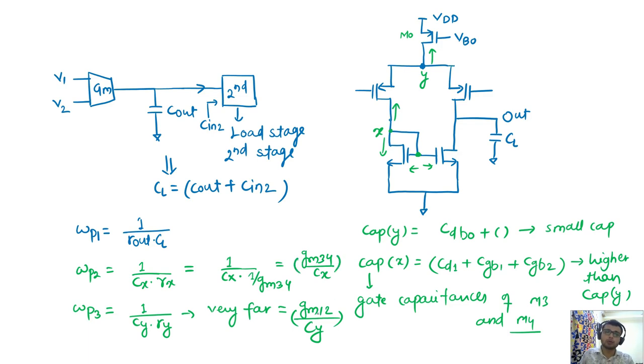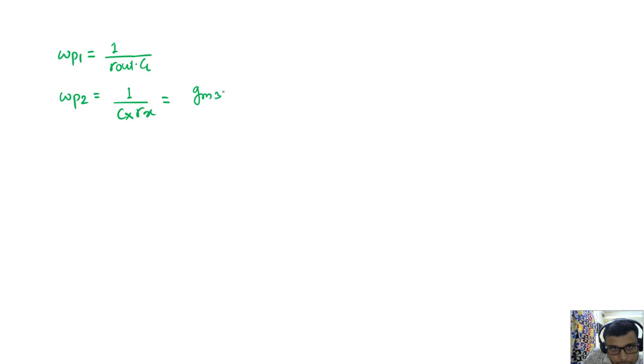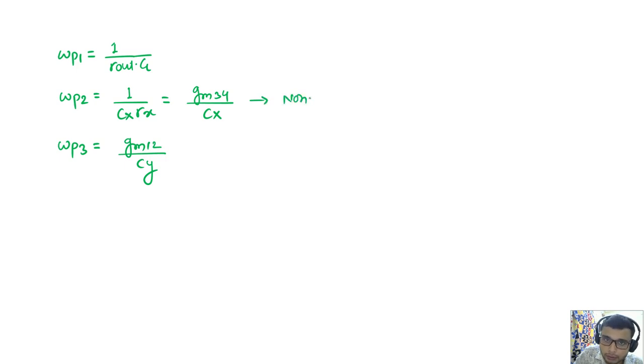If I consider the GMs nearly equal, omega P1 is 1 upon R out CL, the dominant pole. Omega P2 is 1 upon CX RX, which is nothing but GM of 3, 4 by CX. And omega P3 is GM of 1, 2 by CY. So CX is higher, that's why it is the non-dominant pole, or I'll say the first non-dominant pole.